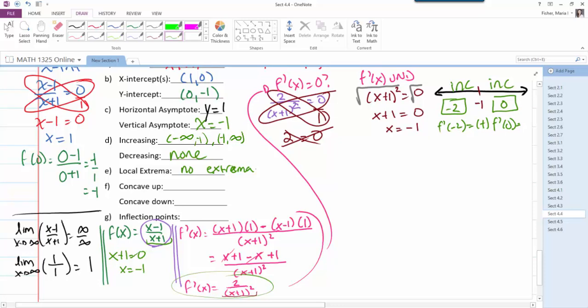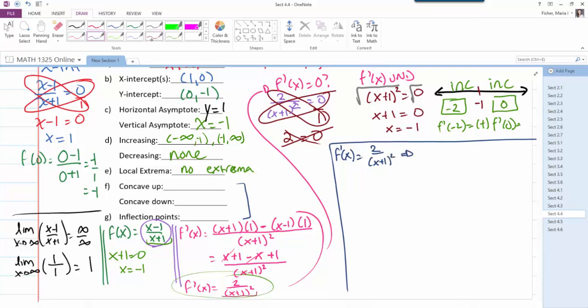So then I need to figure out where am I concave up or down, and what are my inflection points, and all of this depends on that second derivative. So let's start by finding the second derivative. Recall f prime of x is equal to 2 over (x plus 1) squared. If I want, I can rewrite this, because the 2 is just a number, as f prime of x is equal to 2 times (x plus 1) raised to the negative second power.